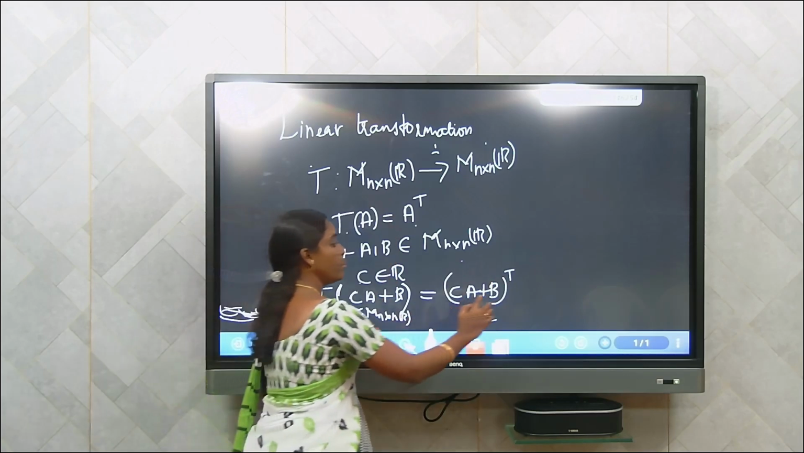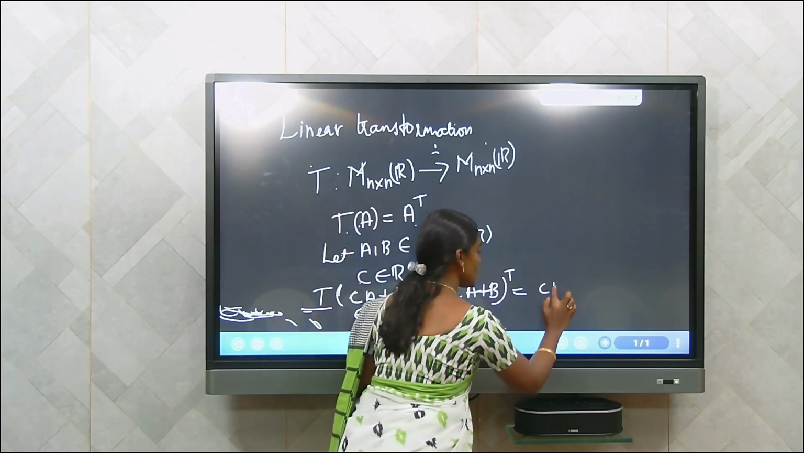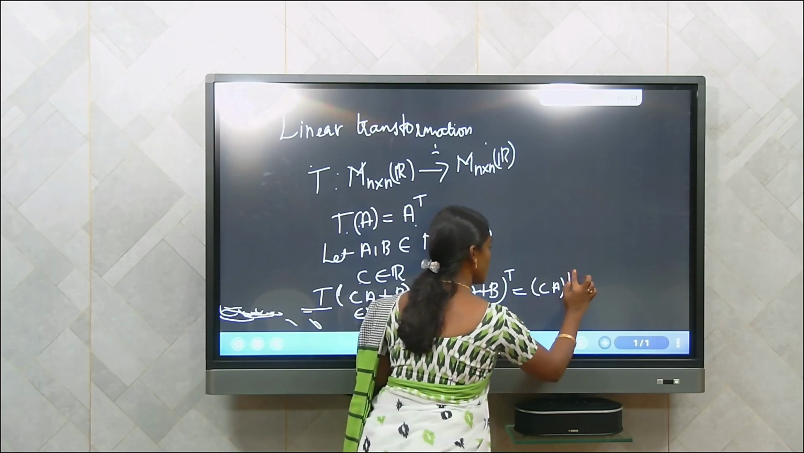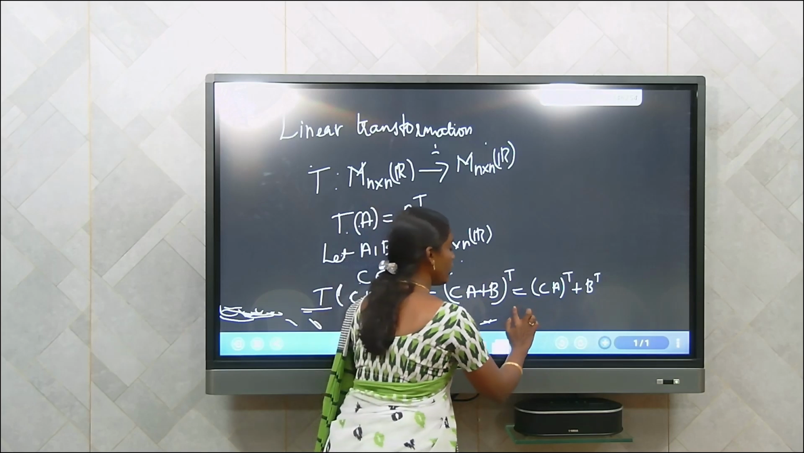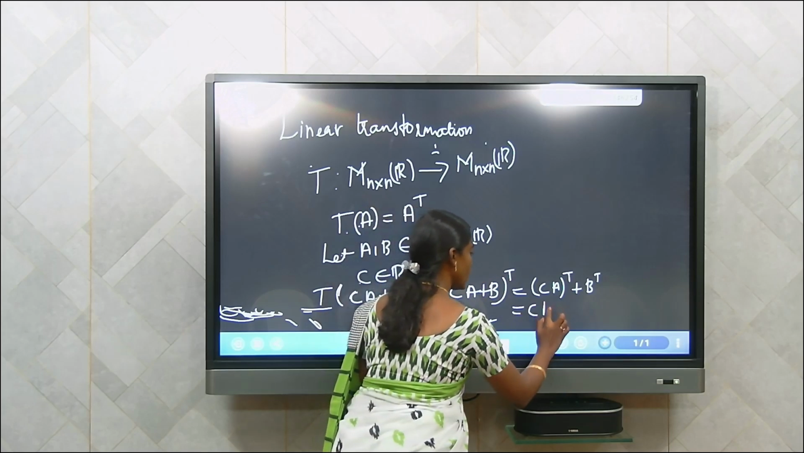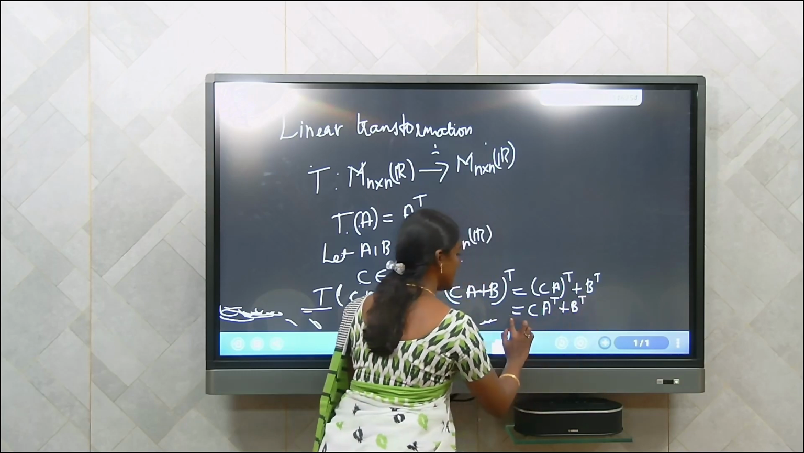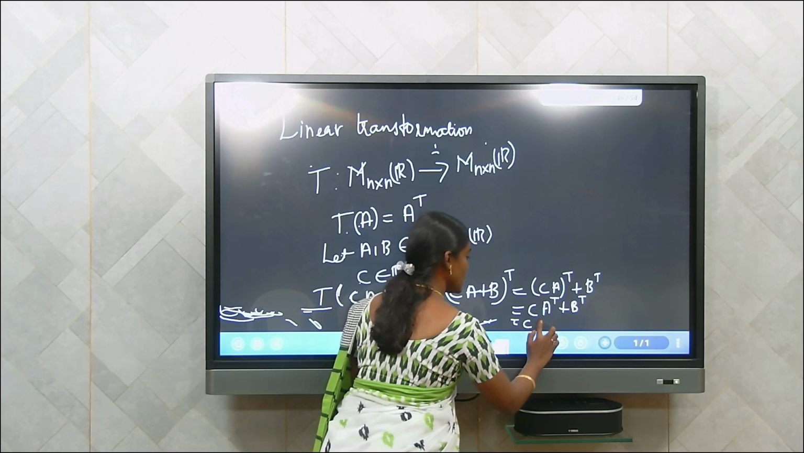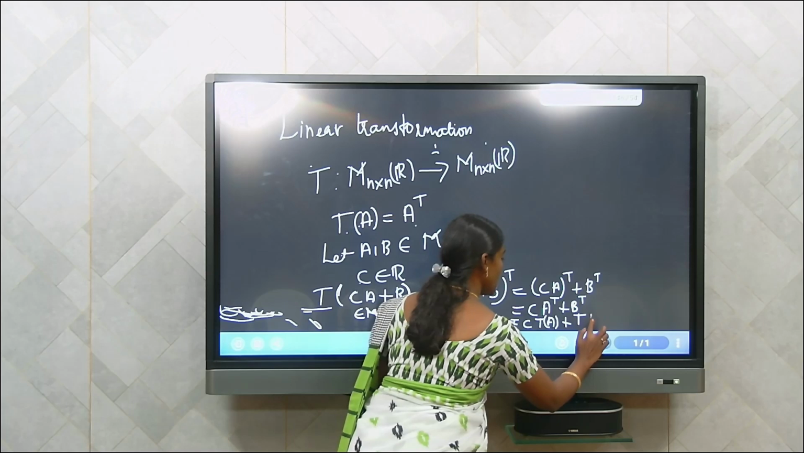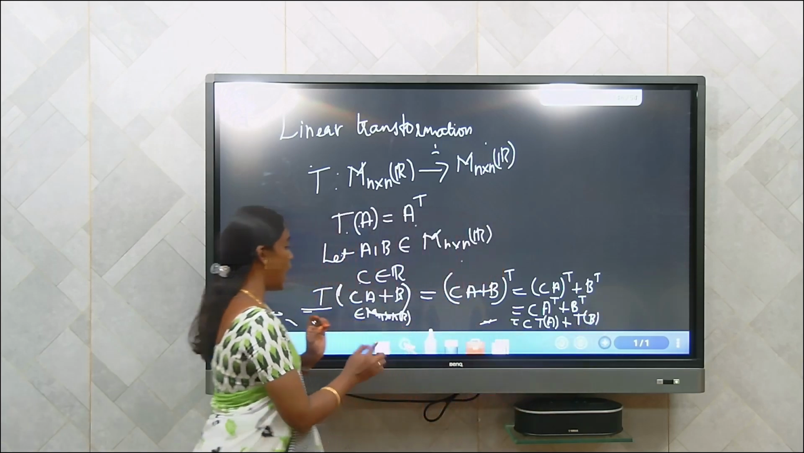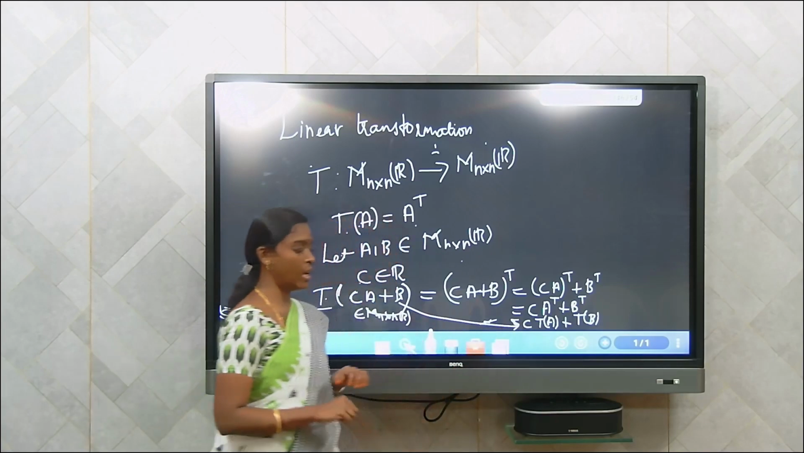So I am going to apply the transformation to each and every matrix. This can be written as (cA) transpose plus B transpose. As c is a scalar, we can again write this as c into A transpose plus B transpose, and now c into A transpose is c into T of A, and B transpose is T of B. And now I have T of cA plus B equal to c into T of A plus T of B.